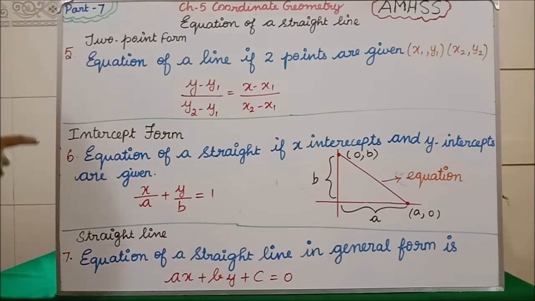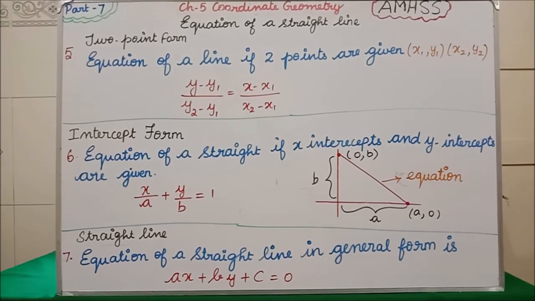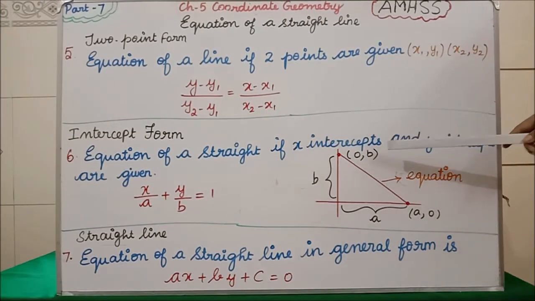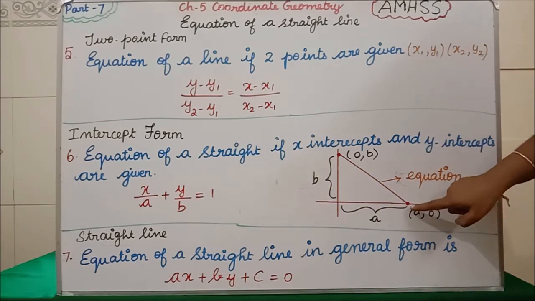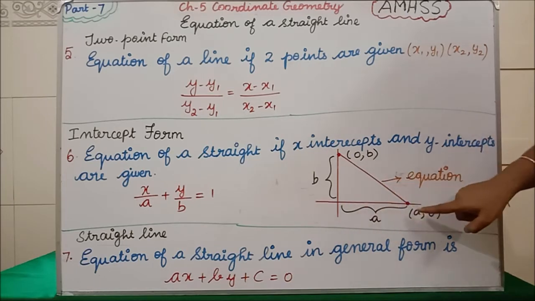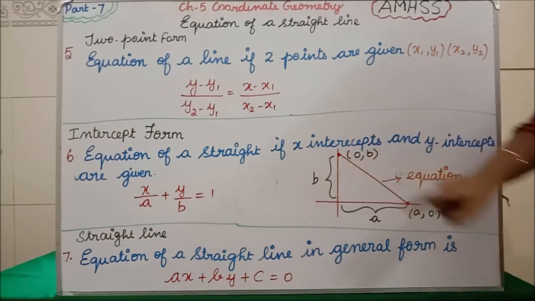Clear? Next one is the intercept form. What is meant by intercept? We have two intercepts. In the question itself they have given some intercepts, x-intercept and y-intercept. See, the equation of a straight line if the x-intercept and y-intercept are given. X-intercept means, in the x-axis, where this point is, the intercept at a. So at distance a it is coming. So on the x-axis it intercepts at a and on the y-axis it intercepts at b.